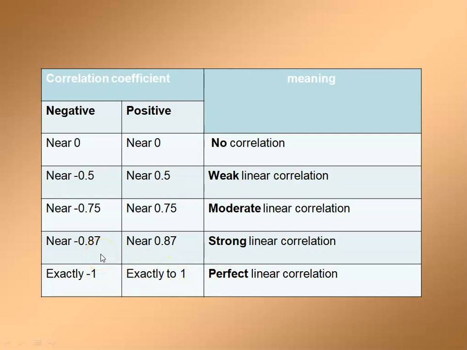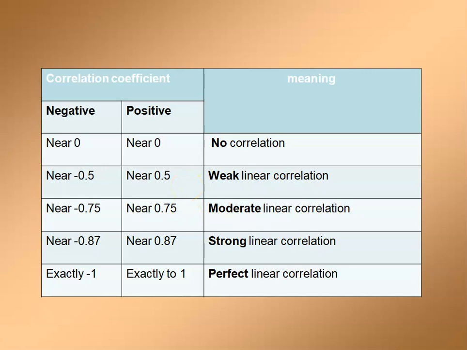Being near positive or negative 0.87 is considered strong. This is just an approximation. If you had 0.88 or 0.89 or 0.86, that would be considered strong too. Negative or positive 0.75 is considered moderate. What if you had something between 0.75 and 0.87? Well, it would be something between moderate and strong, so you could say moderate/strong. Similarly, between 0.5 and 0.75 would be somewhere between moderate and weak.